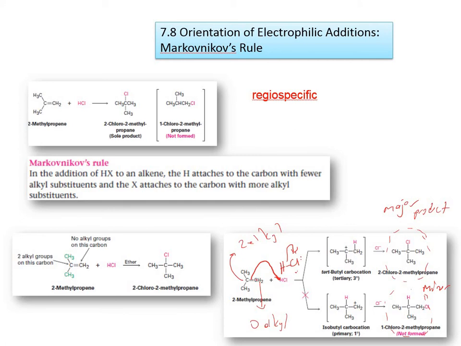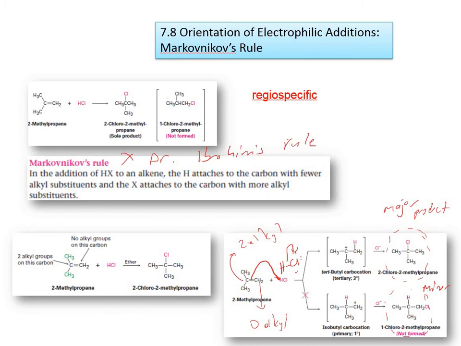So it is attaching here, as you see, this is the major intermediate and this is the major product. It attaches itself to the carbon with fewer alkyl groups, and the chloride is adding itself to the carbon with more alkyl groups. This rule is a little bit difficult to remember, so I'm going to change this rule into a new rule, which is not Markovnikov's rule but Dr. Ibrahim's rule.